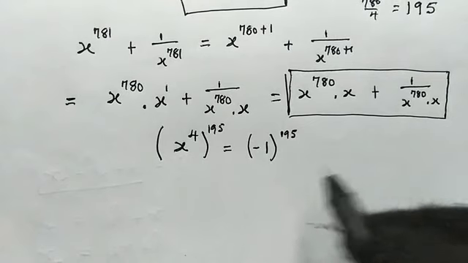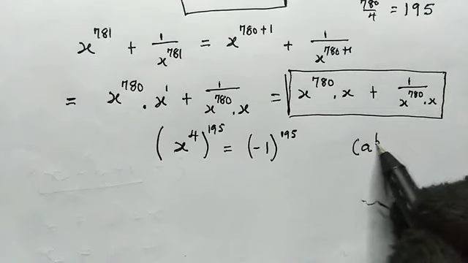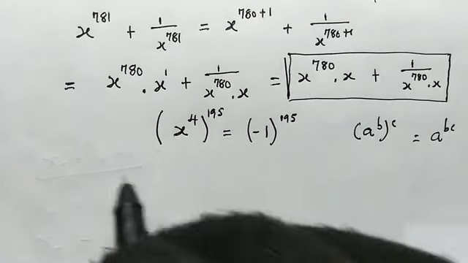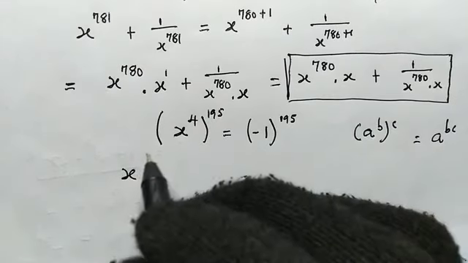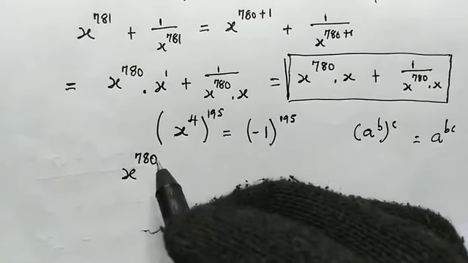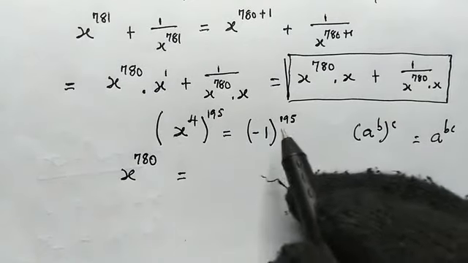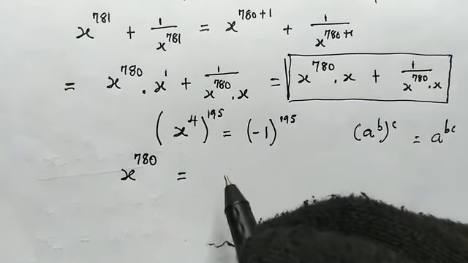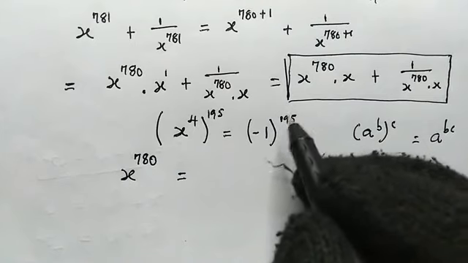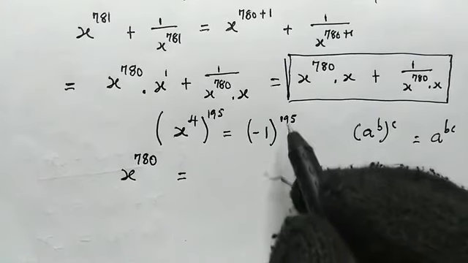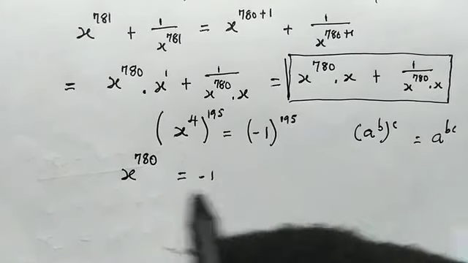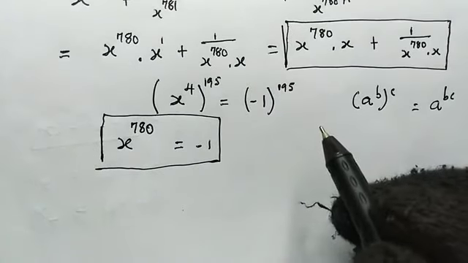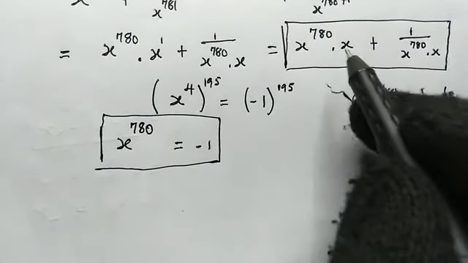Now from here, take note of this property. When we have a to the power of b, then in bracket raised to the power of c, this is same as a to the power of b times c. So from here, this will be x to the power of 4 times 195. Remember, that will give us 780. Then this will be equal to here. Remember, this power here is odd, right? So negative 1 to the power of an odd number is negative 1. But assuming this power is even, our answer will be positive 1. So in this case, the power is odd. So this will be negative 1. Amazing.